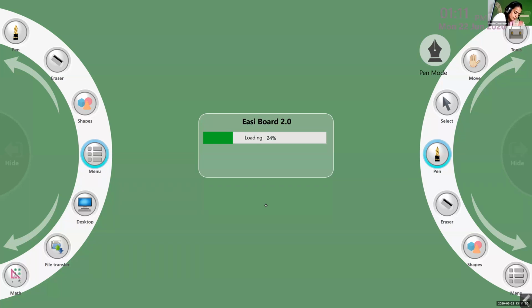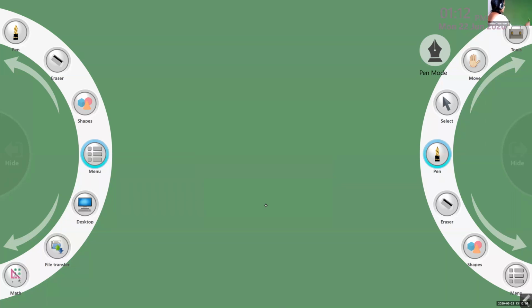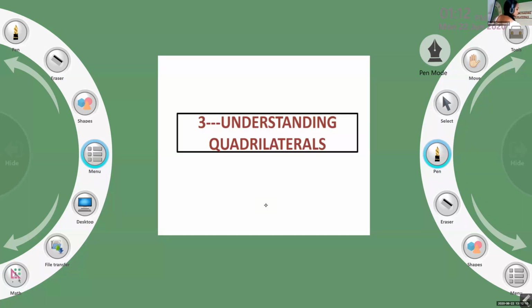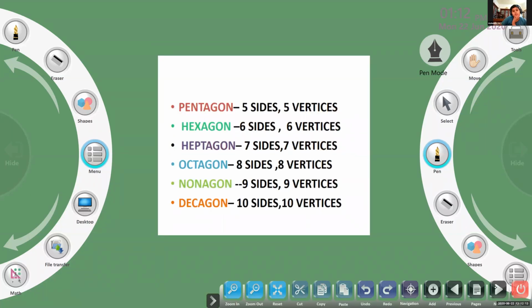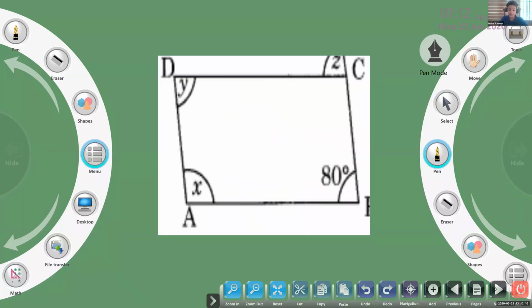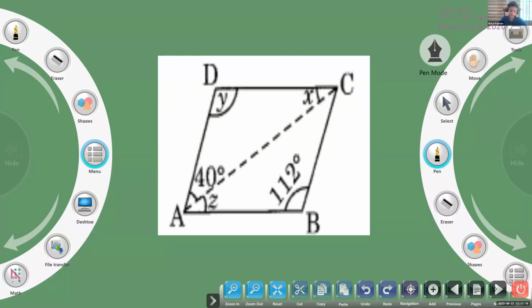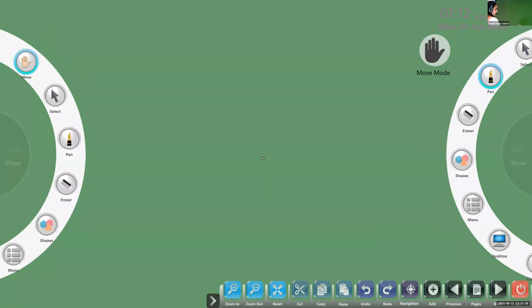From how much will we subtract? From 180. We will subtract the sum of 40 and 112 from 180. I will show you the figure. So 180 minus 152. Correct. So we know that y equal to 112. All of you write the reason for that.